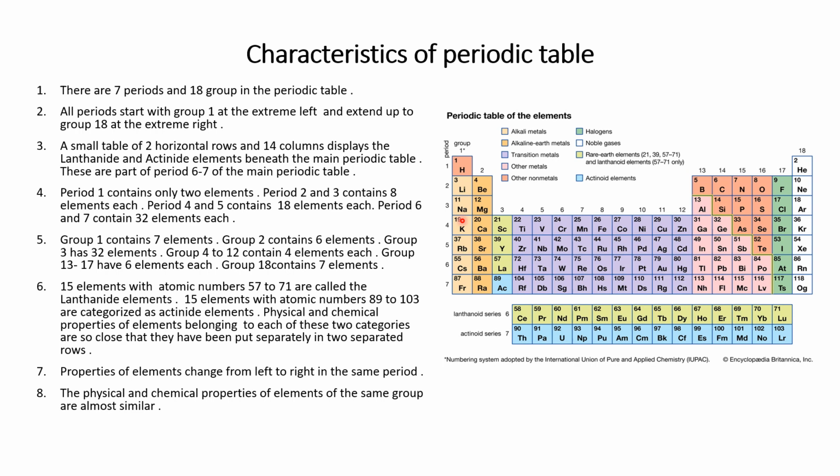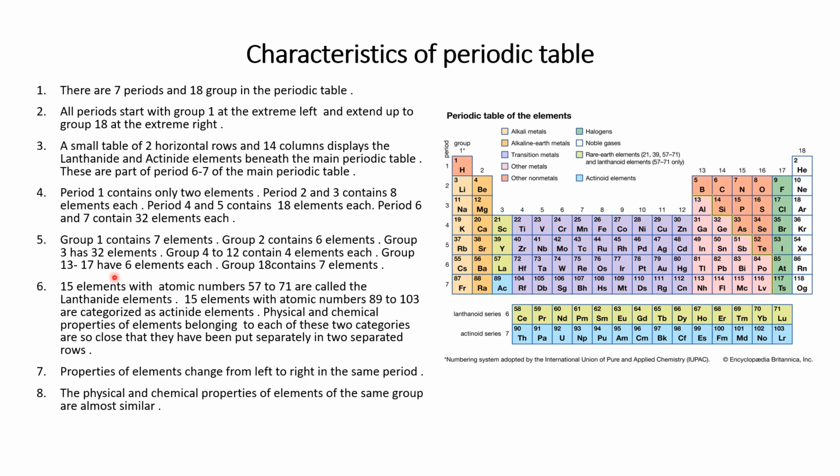Group 1 contains 7 elements. Group 2 contains 6 elements. And you see here group 3 has 32 elements. This is group 3 and it has 32 elements. There are 4 elements and there are 14 and 14, 28 elements here.